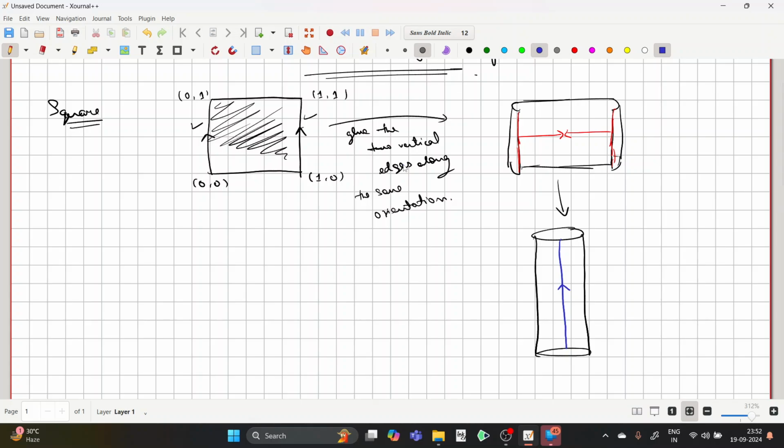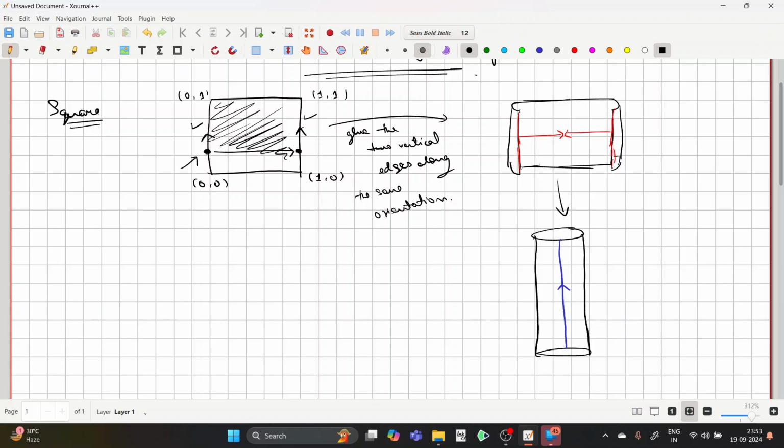So what I'm typically doing, in a more technical term, is that I am identifying these two edges, or I am identifying any point on this edge with the corresponding point on this edge. This is what I am typically doing in a more technical term, and in a very intuitive process, I can just use the term that I am gluing up these edges.